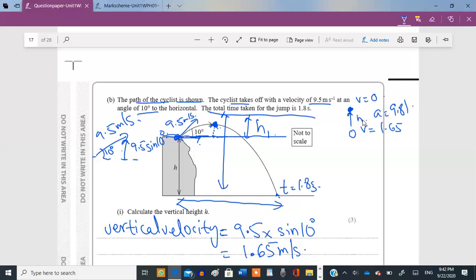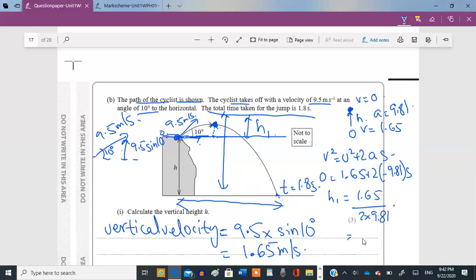You have the final and initial velocity and the acceleration, and the height needs to be calculated. You don't have the time, so you don't need the time. You can use the formula v squared equals u squared plus 2as. The final velocity is 0, the initial velocity is 1.65, and the acceleration is going to be negative 9.81 because as you go up, the acceleration is negative. So now calculate a value for this h1. H1 is going to be 1.65 squared divided by 2 into 9.81.